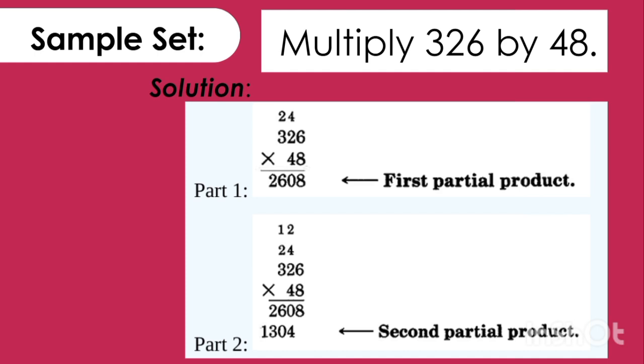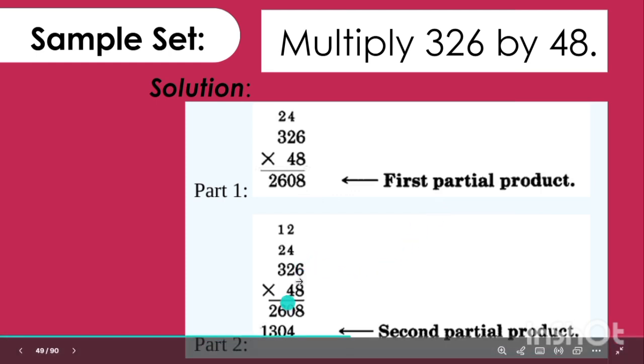So let's have this sample. Multiply 326 by 48. We first solve the first partial product, starting with the ones, the first number on the right. So 6 times 8, 2 times 8, and 3 times 8, we will have 2,608. That's only a partial product. Next, we multiply by the 4. 6 times 4, 2 times 4, 3 times 4, we will have 1,304.